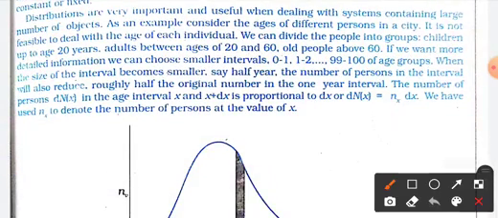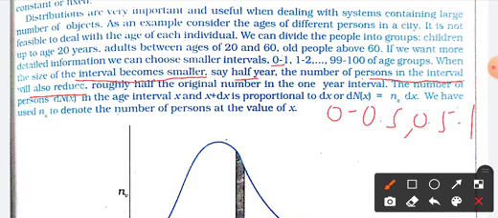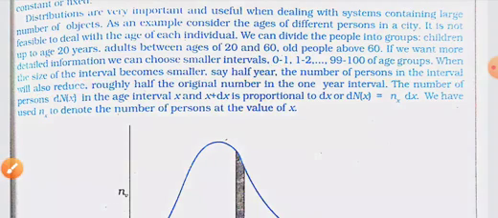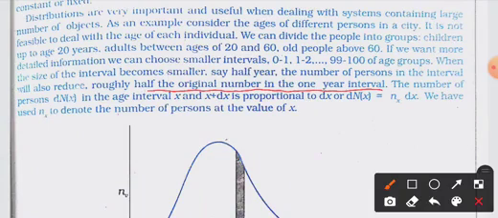When the size of the interval becomes smaller, say half a year, the number of persons in the interval will also reduce. If we reduce the size of the interval, for example taking half a year, that means 0 to 0.5 is one group, and 0.5 to 1 is another group, then the number of people will also be halved, roughly half the original number in the 1 year interval. So the number of persons dN in the age interval x and x plus dx is proportional to dx, or dN is equal to n(x) dx.